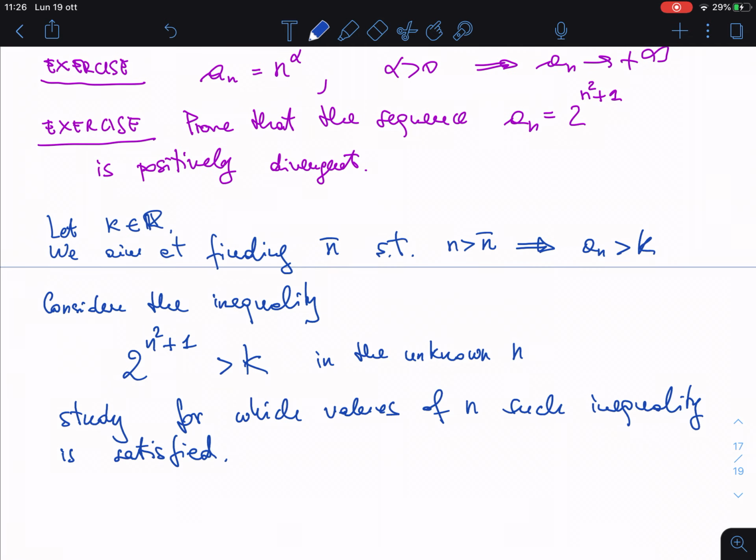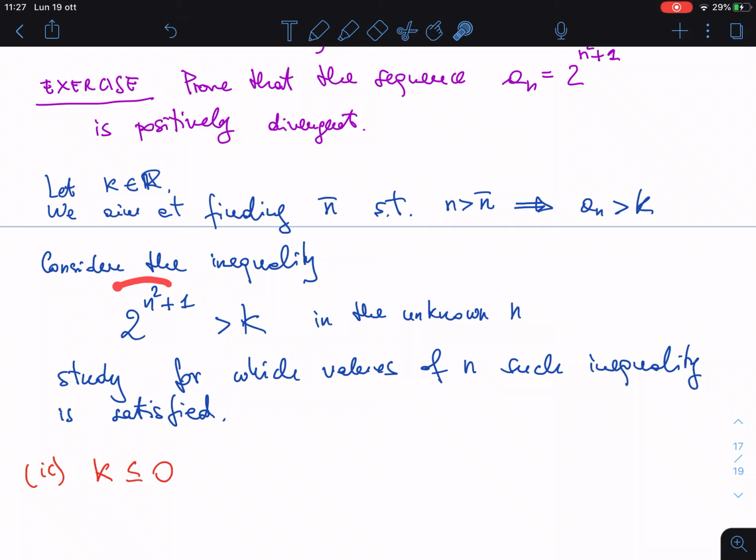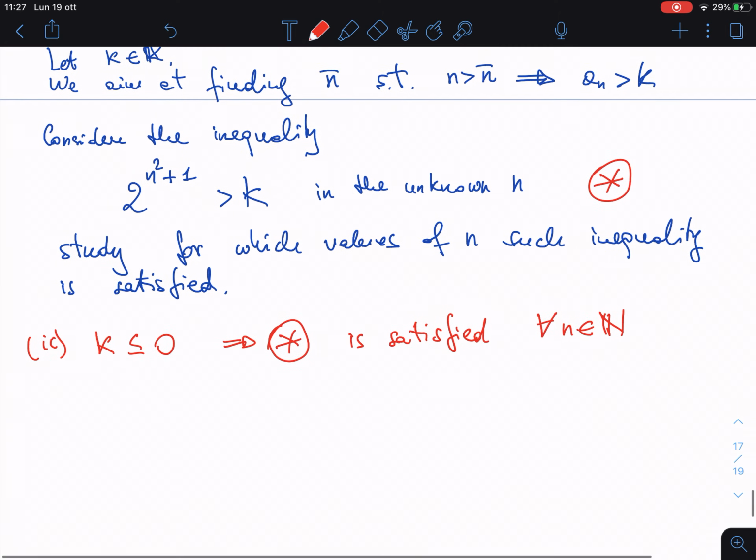So we can distinguish several cases. First case we can discuss is the following. The first case is k less or equal than 0, and this is very easy. If k less or equal than 0, the inequality is always satisfied because this is an exponential. The exponential is always strictly positive. So this inequality, let me call it asterisk, is satisfied for every natural number n. Okay, so this is very easy. And so this is the first case.